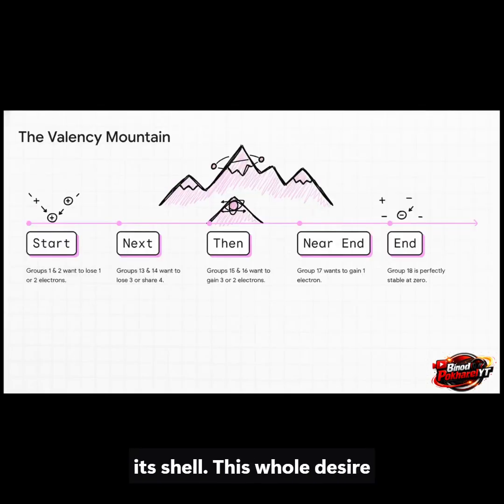This whole desire to gain or lose electrons brings us to valency, which is simply an element's combining capacity. If we track valency horizontally across a period, it literally looks like a mountain. Group 1 wants to lose 1 electron. Group 2 wants to lose 2. Skip over the transition metals, and Group 13 wants to lose 3. Group 14, like carbon, is right at the peak. It can share 4. But then, crossing the peak, it becomes easier to gain electrons than to lose them. So Group 15 wants to gain 3. Group 16 wants to gain 2. Group 17 wants to gain 1. And finally, Group 18, the noble gases, are perfectly stable at 0. The combining capacity rises up to 4, then falls right back down to 0.